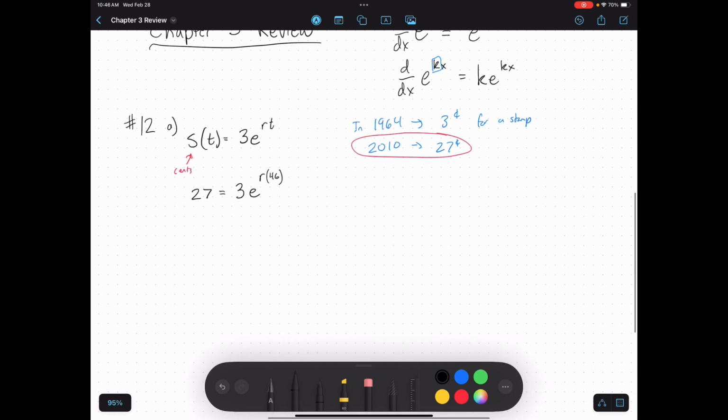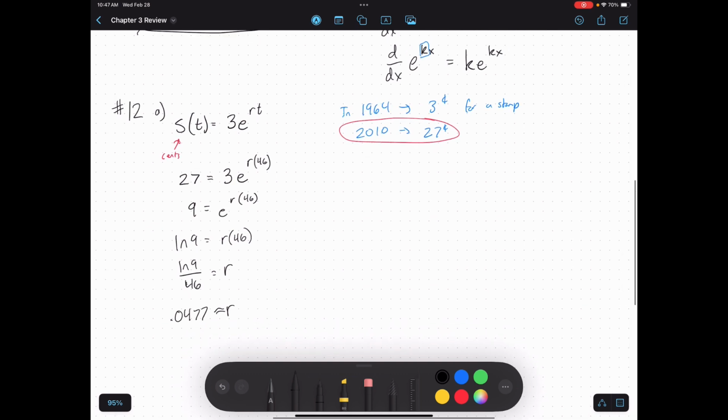Well, if I go ahead and solve this, divide by 3, take the natural log of both sides, I get that my rate is equal to the natural log of 9 over 46, which when I plug that into my calculator, I get about 0.0477. Okay. What's nice is part A is just multiple choice, so I'm going to go ahead and pick the option for me. The option that best matches is 3e to the 0.05t. Okay, 0.05, that's what I get when I round this to 2 decimal places.